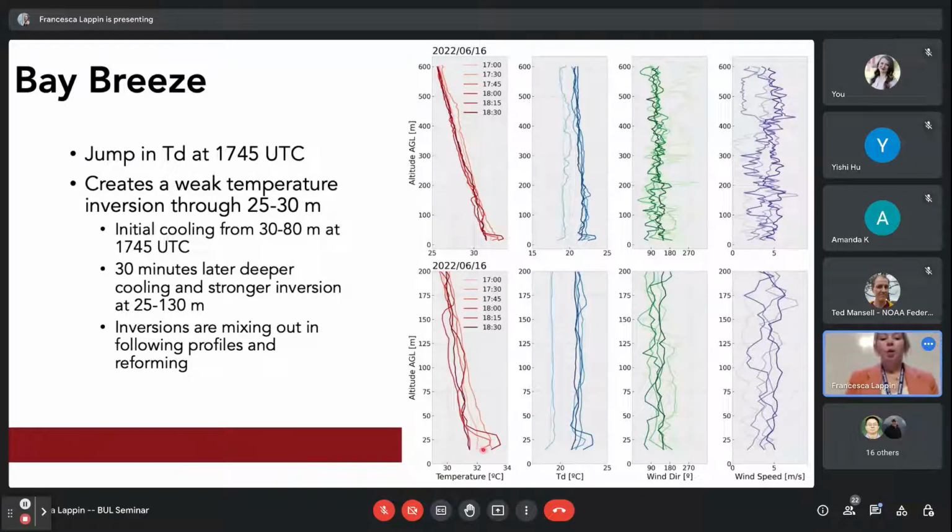And then it might be a little bit hard to see, but this profile is actually followed by this profile, which is pretty well mixed. So you have that feature and then it's mixed out. And then it forms again as you have another push of marine air, and it's a little bit deeper across the layer. But you have a lot of this strong mixing.